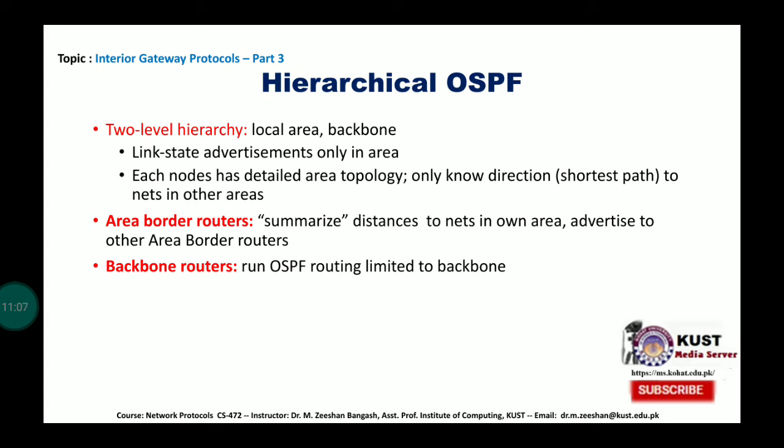Now about the backbone router. The backbone router basically runs the OSPF algorithm, and its operation is limited only to the backbone routers. These backbone routers basically connect different areas. The boundary router we already discussed in the diagram is basically used for connecting other autonomous systems. So these boundary routers are used for inter-autonomous system communication.